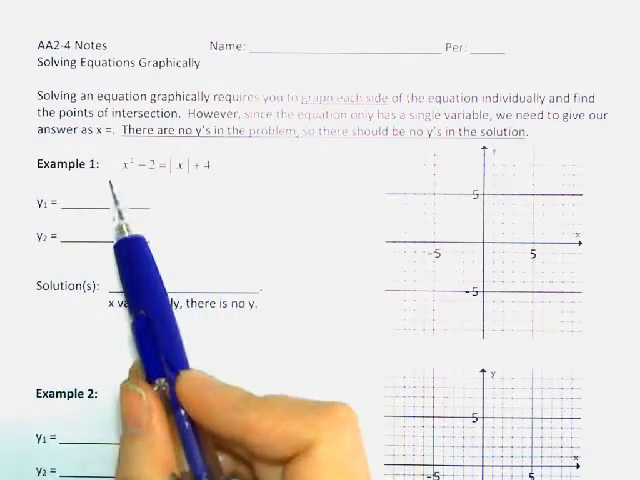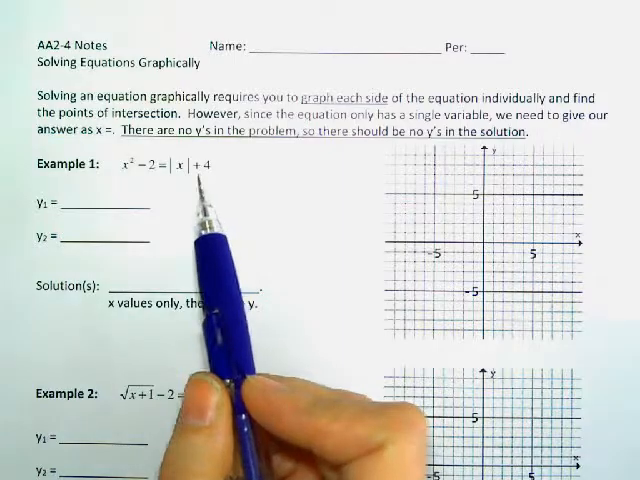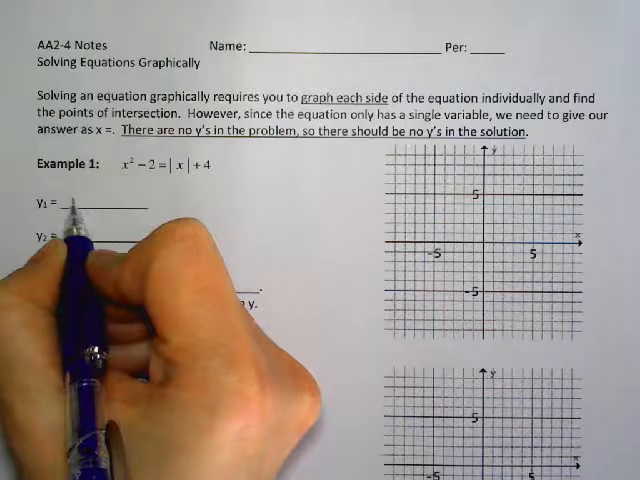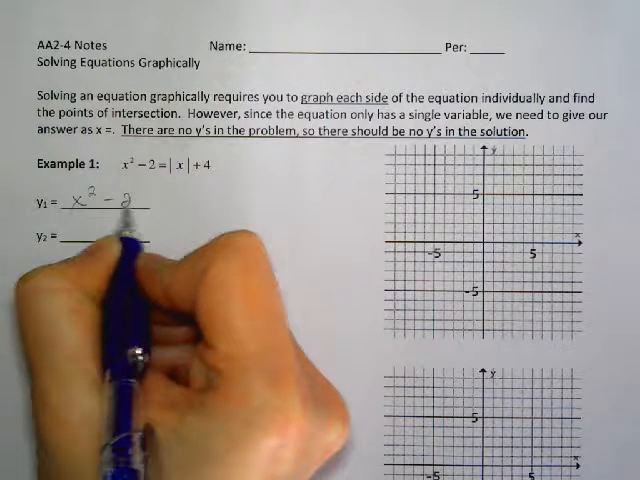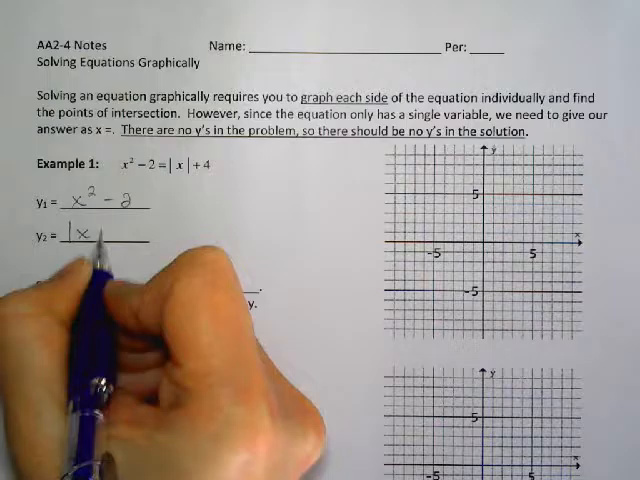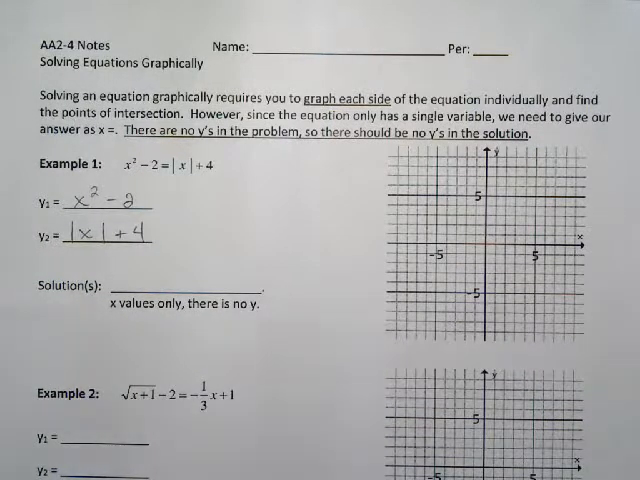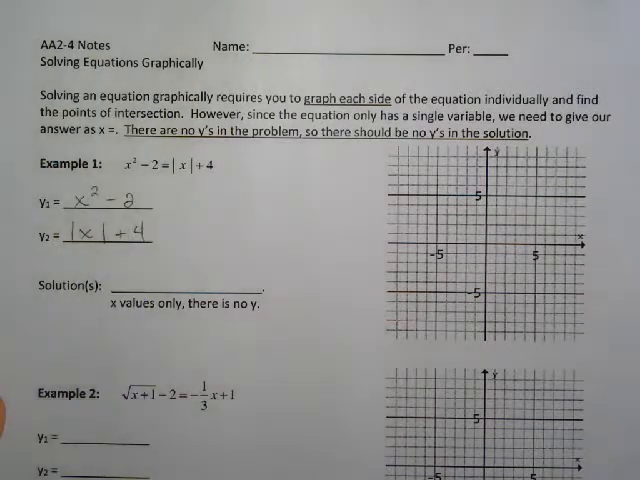We have x squared minus 2 equals the absolute value of x plus 4. So I'm going to separate that into two equations. So y equals x squared minus 2, and y equals the absolute value of x plus 4. And this is where it's important that you're comfortable with those graph transformations. So this x squared minus 2, what is that shape going to look like? A parabola, and what's going to be different about it? It's just going to be moved down twice.